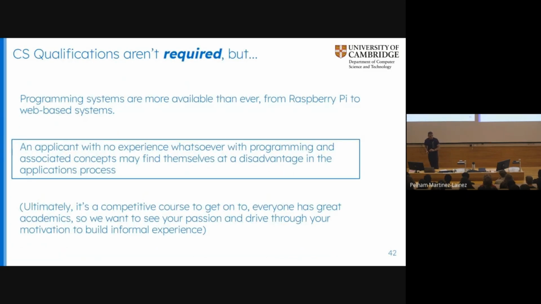You'll notice I did not put computer science was required. It is absolutely not required, but there's a caveat here. It would be incredibly weird to have a candidate today who turned up in front of me and said, I want to do computer science, I'm going to be amazing at computer science, but I've never even programmed.